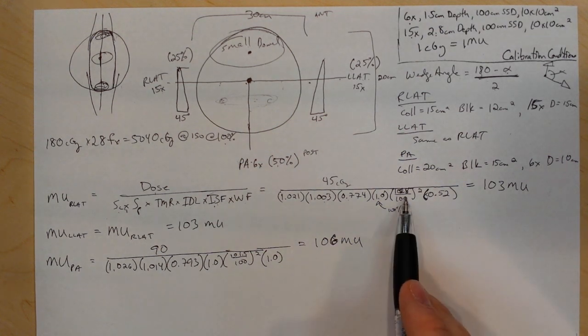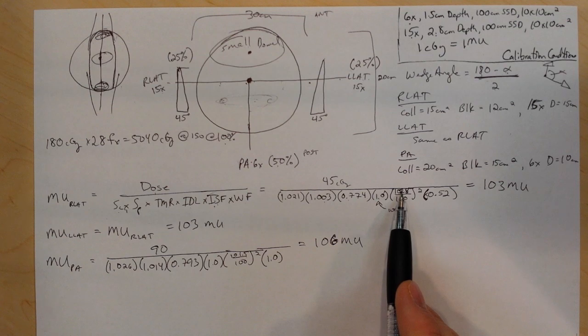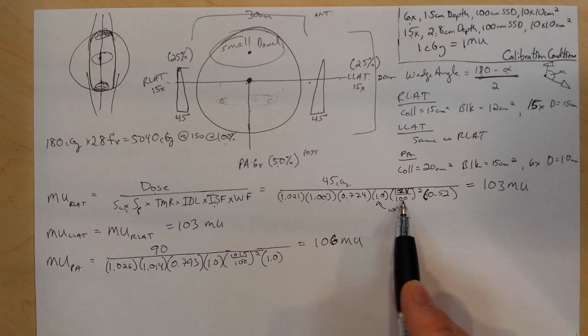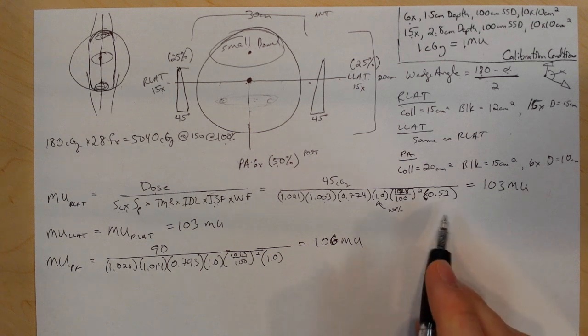My inverse square factor, remember my inverse square law is source to calibration distance divided by source to point distance, squared. 102.8, that's my source to calibration distance. I'm at 100 centimeter SAD, my source to axis distance, squared. And then I have 0.52 for my wedge factor.